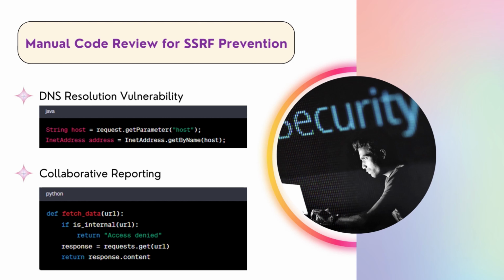Always remember the goal of these examples is to demonstrate how manual code review can help identify potential SSRF vulnerabilities. During the review process, you will want to examine input validation, whitelisting, handling of redirects, DNS resolution, and any other relevant factors to prevent SSRF attacks effectively. Always consider the specific context of your application and its architecture while performing the code review.